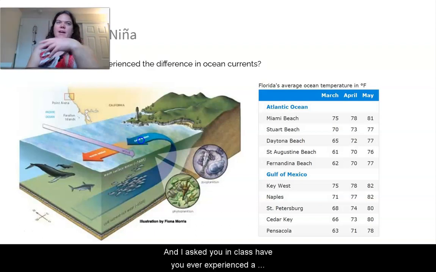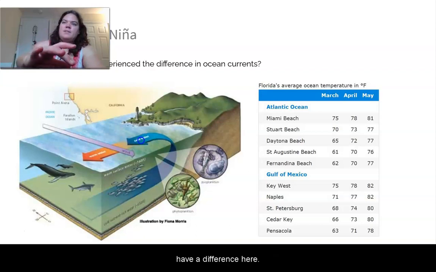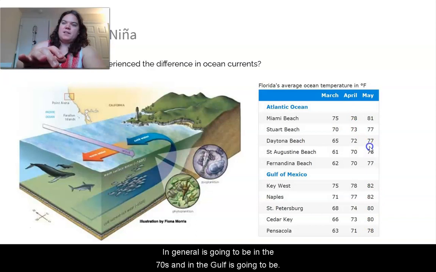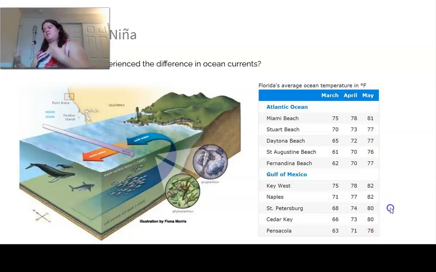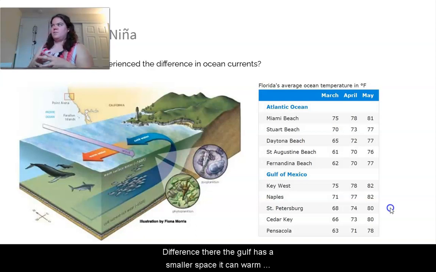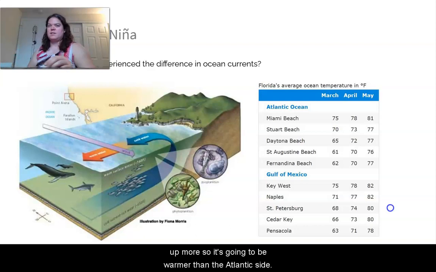And I asked you in class, have you ever experienced a difference in ocean currents? Even just looking at Florida, the Atlantic versus the Gulf side, you can see temperatures have a difference here. Let's go in May. You see like Miami is 81, but in general it's going to be in the 70s, and then the Gulf is going to be in the 80s. So we see there's a difference there. The Gulf is a smaller space, it can warm up more, so it's going to be warmer than the Atlantic side.